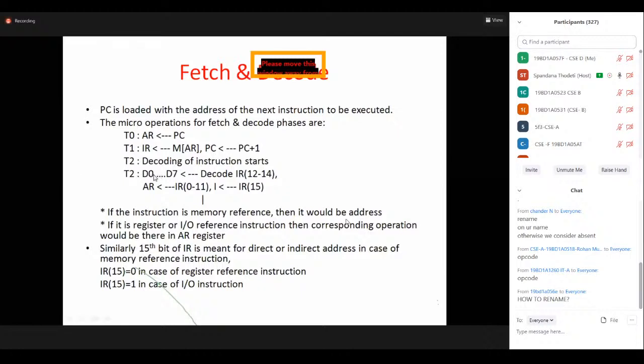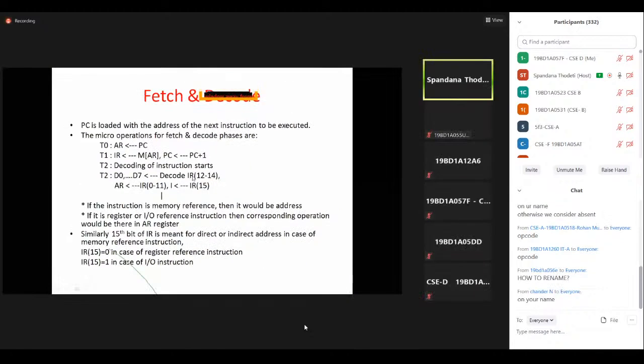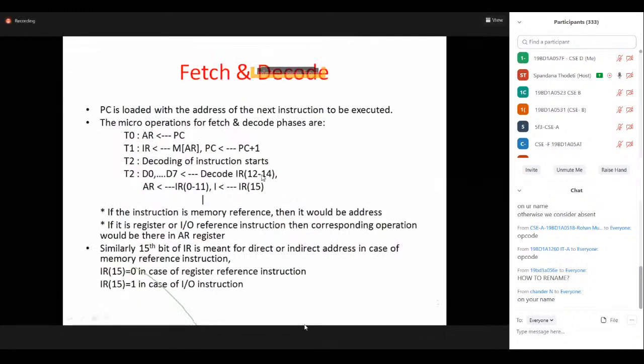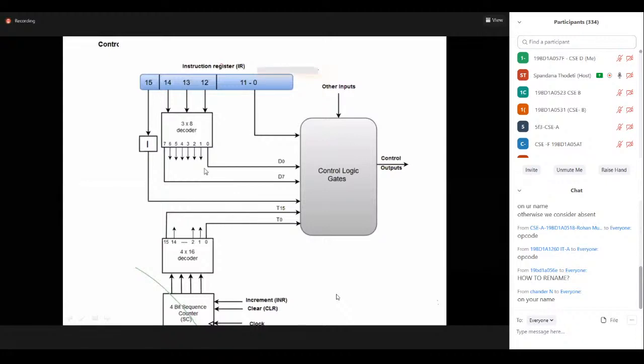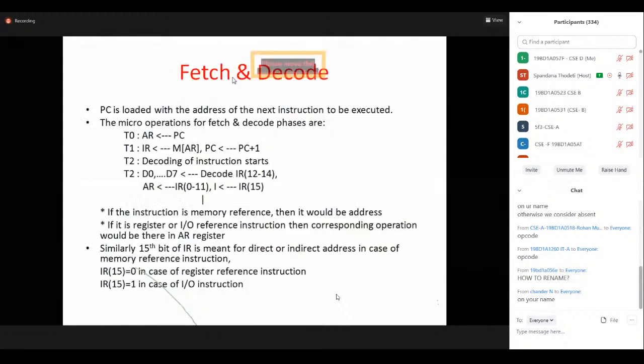Right. Now, these are D0 to D7. And in these D0 to D7, what type of instruction is this IR holding? Whatever the instruction we have in IR, what type of instruction is it? Whether it is a memory reference instruction, register reference, or it is an IO instruction, that is to be decided. So how did you get this D0 to D7? Because you are decoding the bits of IR register. Which bits are you decoding? 12 to 14 bits of IR register we are decoding, and your IR contains 0 to 11 bits for the address field. So 0 to 11 bits of IR are moved to your address register.